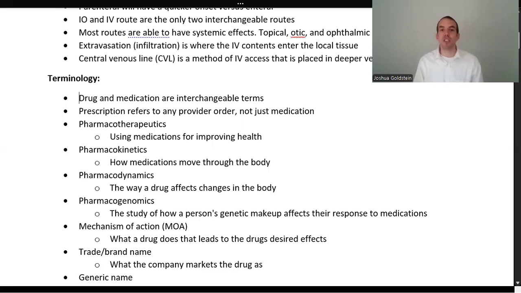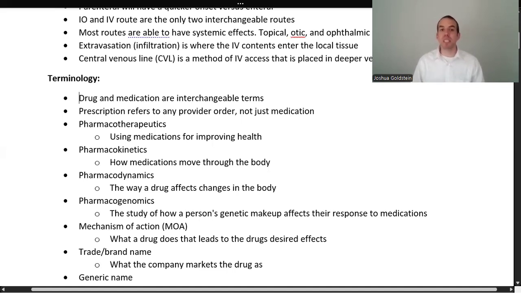Pharmacogenomics is the study of how a person's genetic makeup affects their response to medication. Some patients have different genetic factors, and that can actually change the way medications are absorbed. The famous example of this is that CYP450, which we're going to talk about at the very end of this lecture, is at a different level in patients of Asian descent than in most other descents. So there are genetic factors in pharmacology. That's what pharmacogenomics studies. Mechanism of action is what a drug does that leads to the desired effect, very closely related to pharmacodynamics.